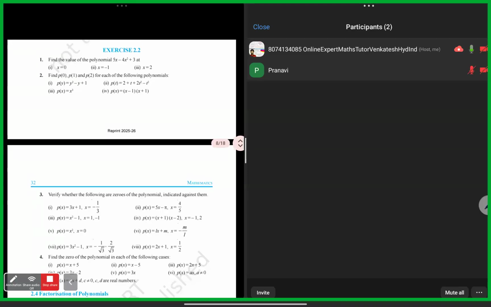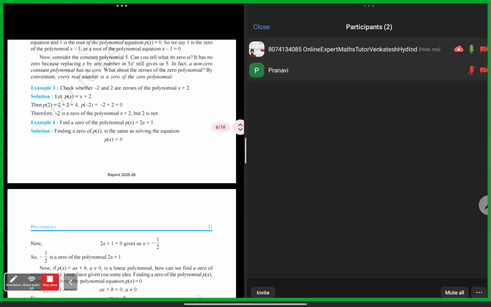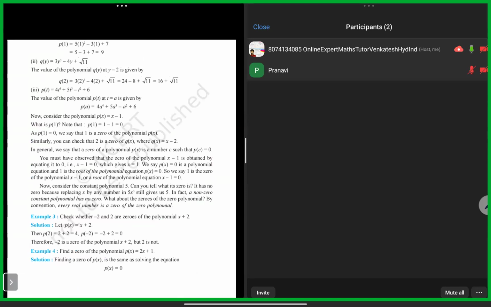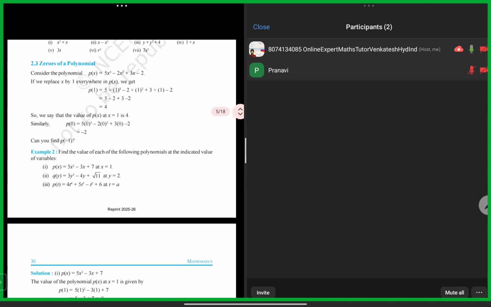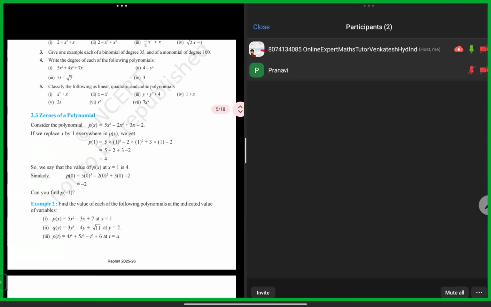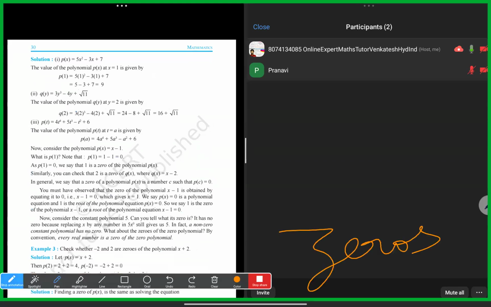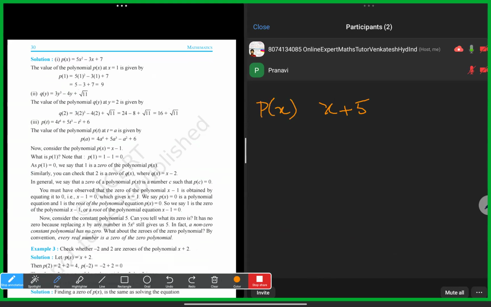Here we will learn about something called zeros of the polynomial. Zeros of the polynomial are nothing but the values of the variable for which the polynomial becomes zero. For example, let us take a linear polynomial x plus 5. Most of the time, polynomials will be represented like p of x, polynomial in variable x. We can use any other letters also, like g of x, f of x.